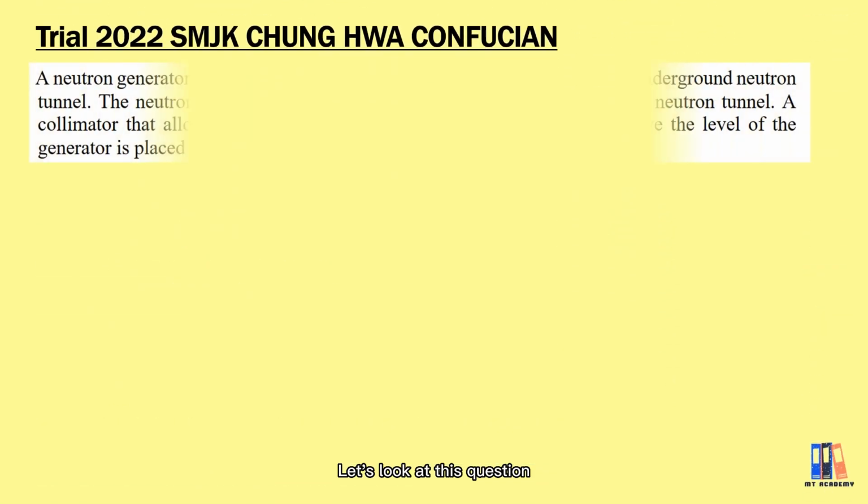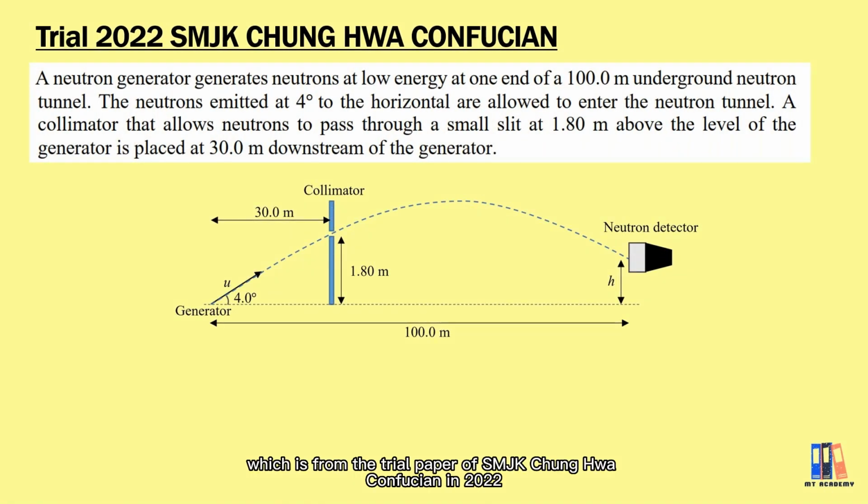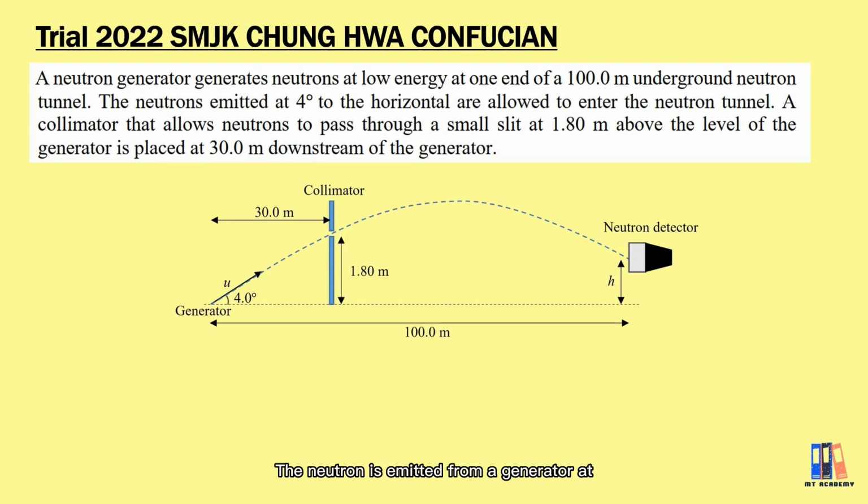Let's look at this question, which is from the trial paper of SMJK Chung Confucian in 2022. The neutron is emitted from a generator at 4 degrees to the horizontal, and it needs to pass through the collimator and then enter the neutron detector, which is 100 meters away from the generator. Here we don't have the value of initial velocity. We shall focus on the collimator, which has a lot of information for us to solve the initial velocity.